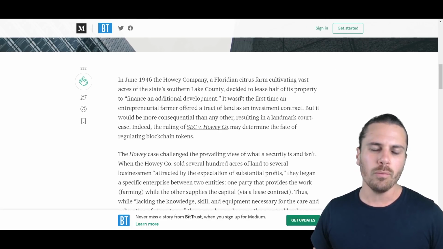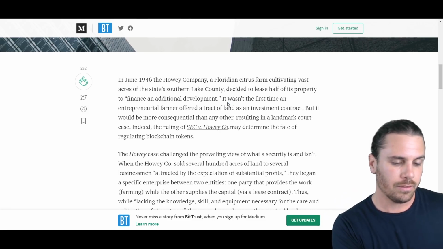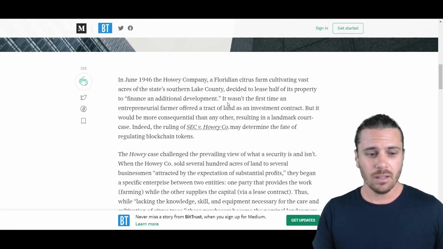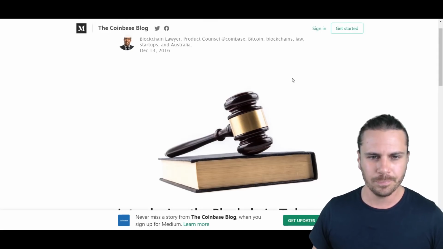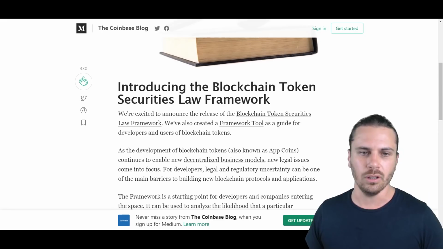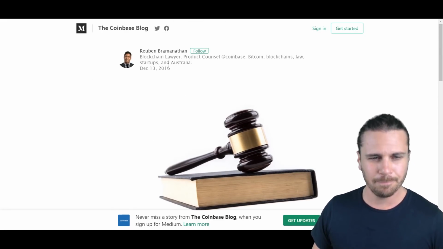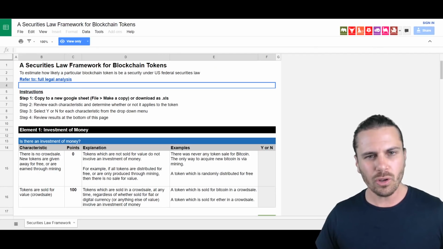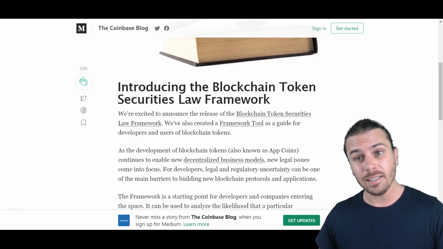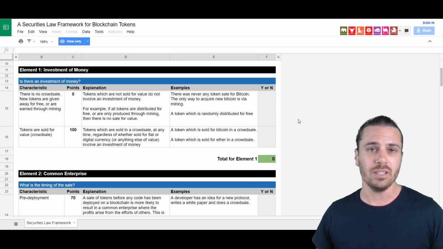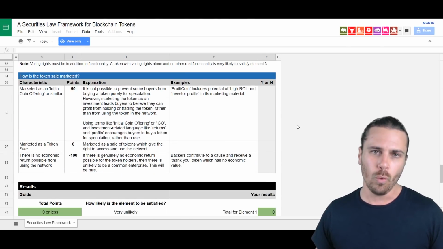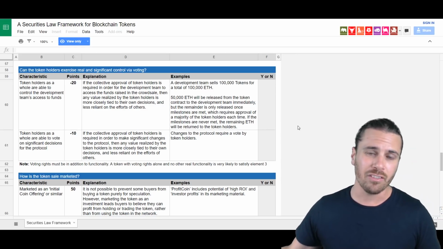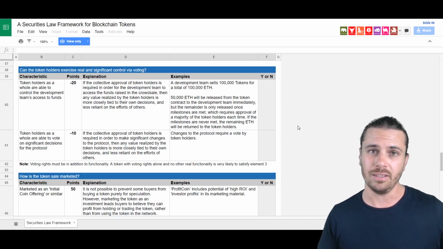But we're starting to see more and more guidelines and more information to help different ICO companies and investors define whether these tokens are securities or not. And here's one: introducing the blockchain token securities law framework by Ruben Brahmanathan, blockchain lawyer. So this is really good. I won't go into it in detail because there's a lot of legalese and it does get quite complicated, but there's also a free spreadsheet that you can access via this link where different ICO companies can go through this checklist, and at the end it calculates whether or not their token may be classed as a security. And if it is classed as a security, as we discussed earlier, it would have to go down that path of becoming registered, especially if they intend on advertising in the United States.